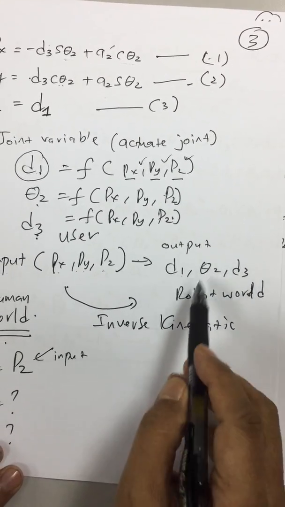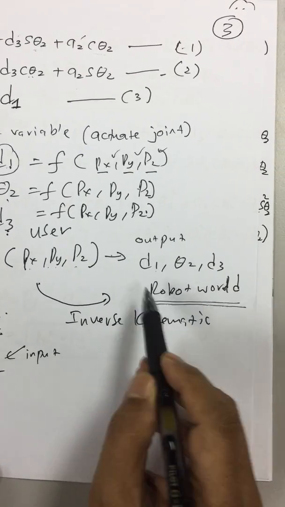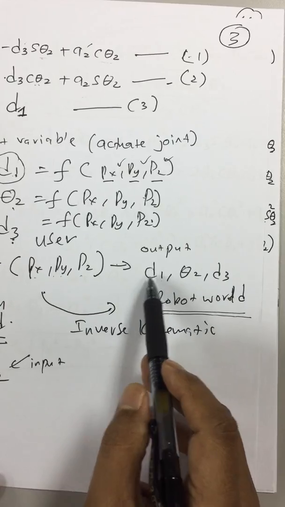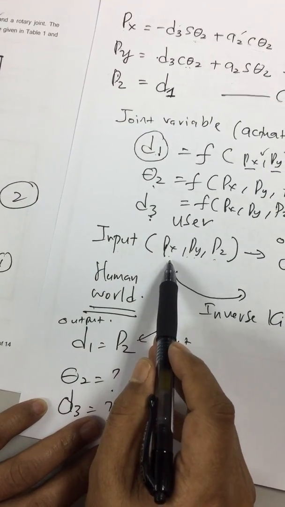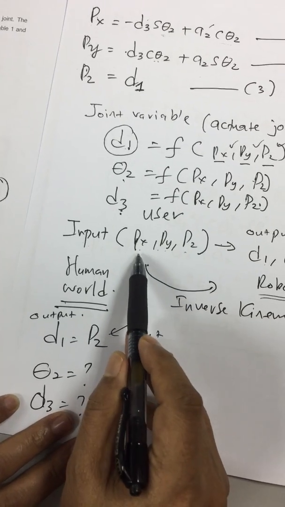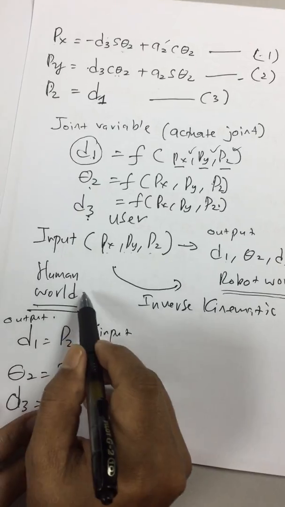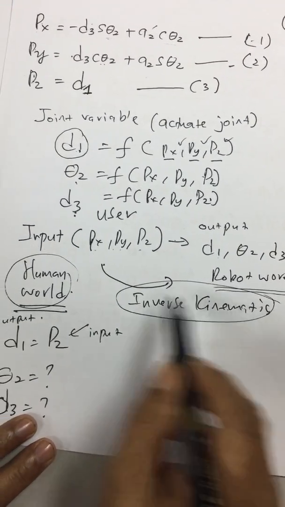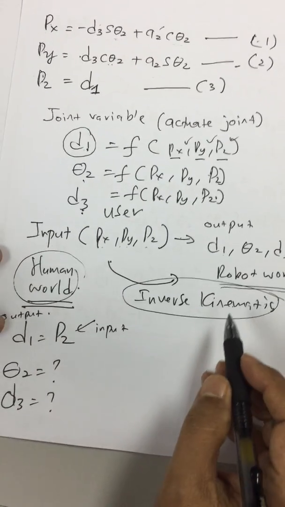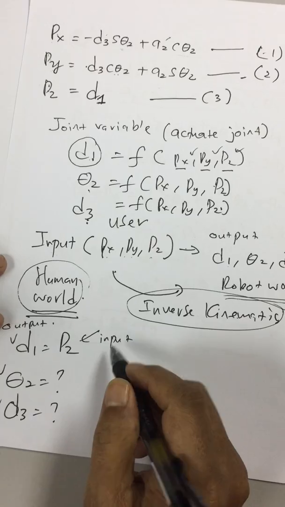The joint variable is actually the robot world coordinate, because the robot controller is interested in actuating the joint. But for a human giving input in positional values Px, Py, Pz, the position vector along X, along Y, and along Z. So from the human world to the robot world, we call it inverse kinematic. From the robot world to the human world, we call it forward kinematic. So we want to find D1, theta 2, and D3 in terms of Px, Py, Pz.